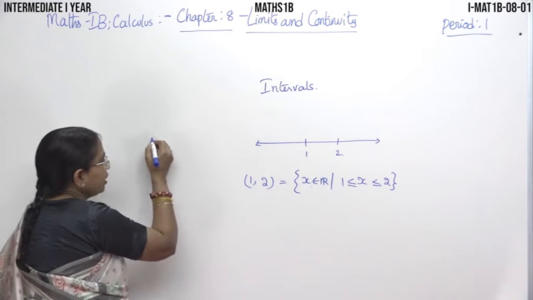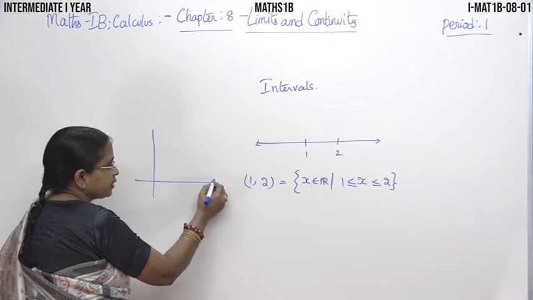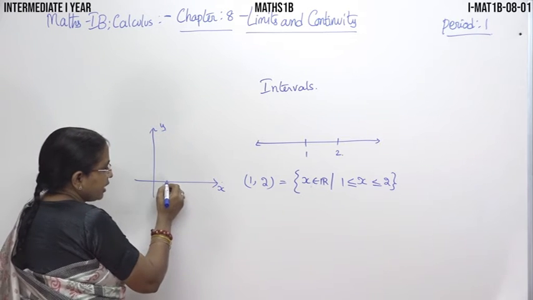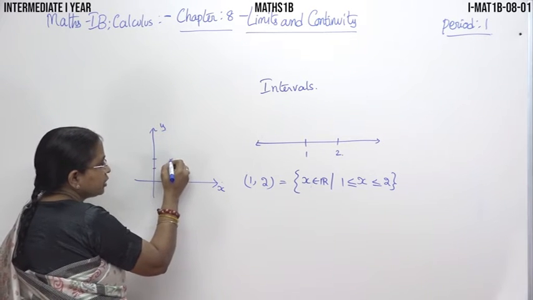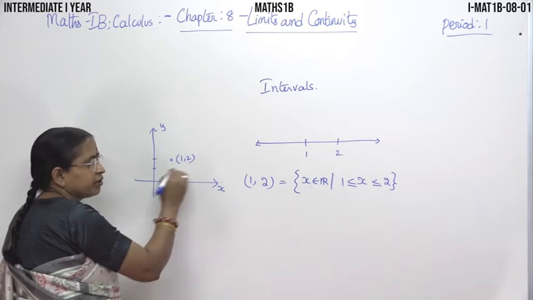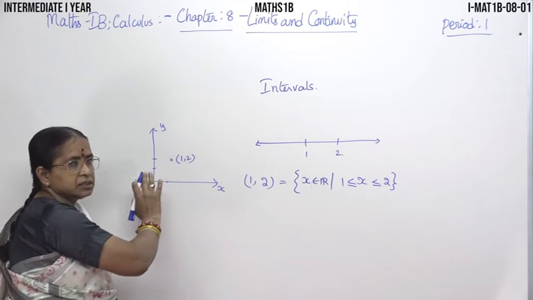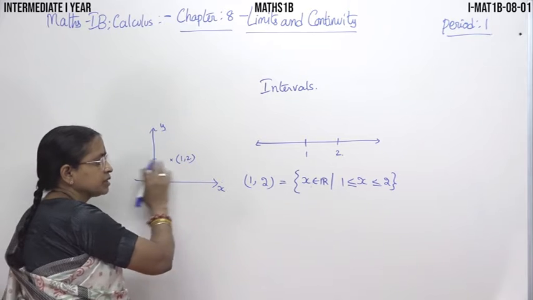You have come across ordered pairs of numbers in coordinate geometry also, with the x-axis and y-axis. Suppose I have this 1 and 2 here. You denote the coordinates of this point by (1, 2), isn't it? So this is an ordered pair. This represents a point. (1, 2) here represents a point.